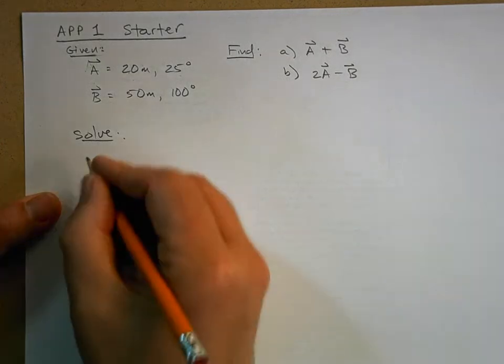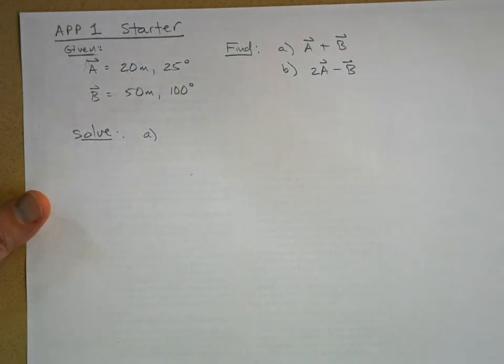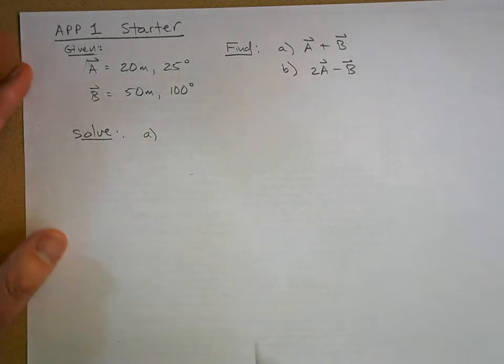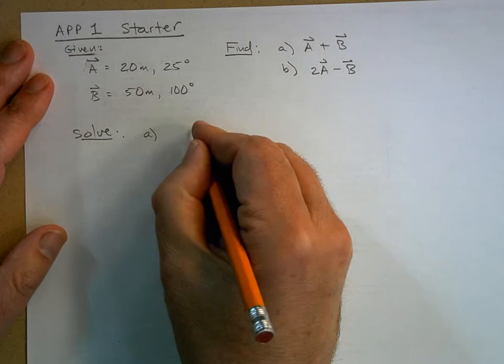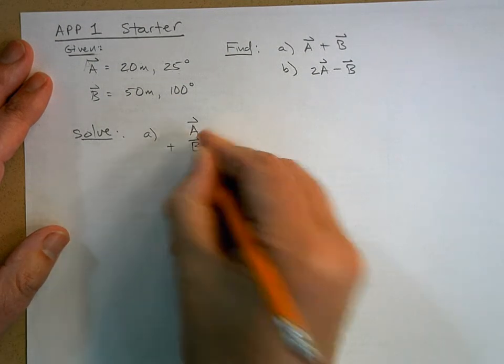So let's do part A first. And we'll actually use some of part A to do part B, to make part B a lot easier. And I like to set up vectors when I add them like this. A plus B.